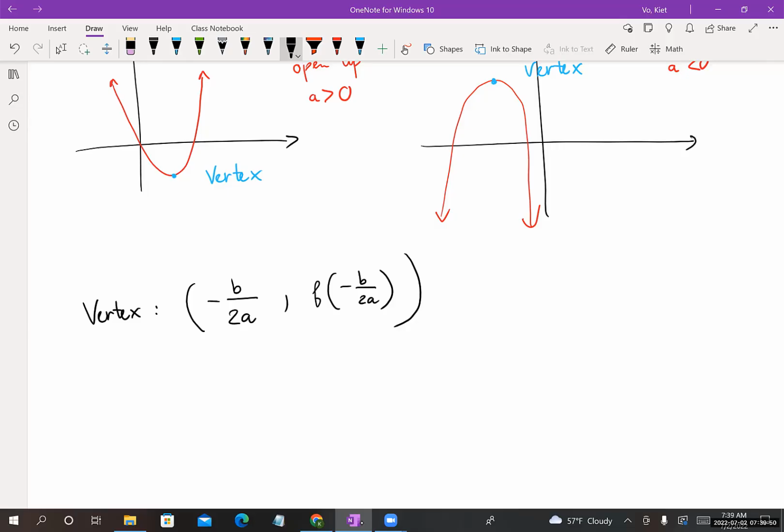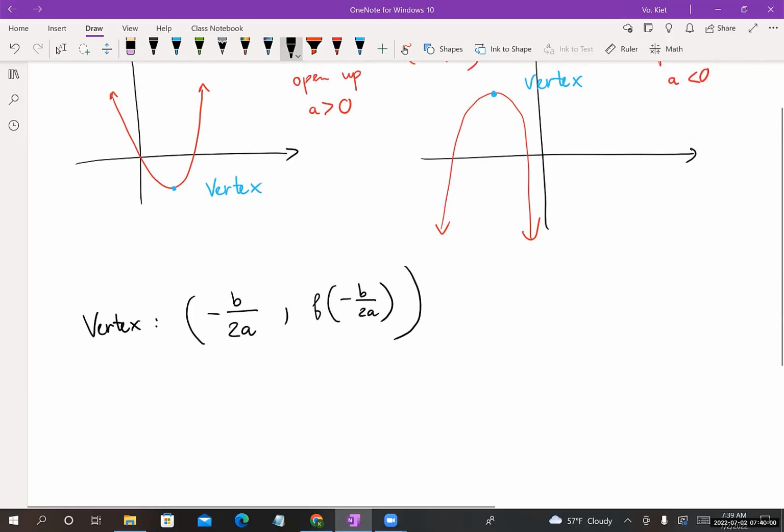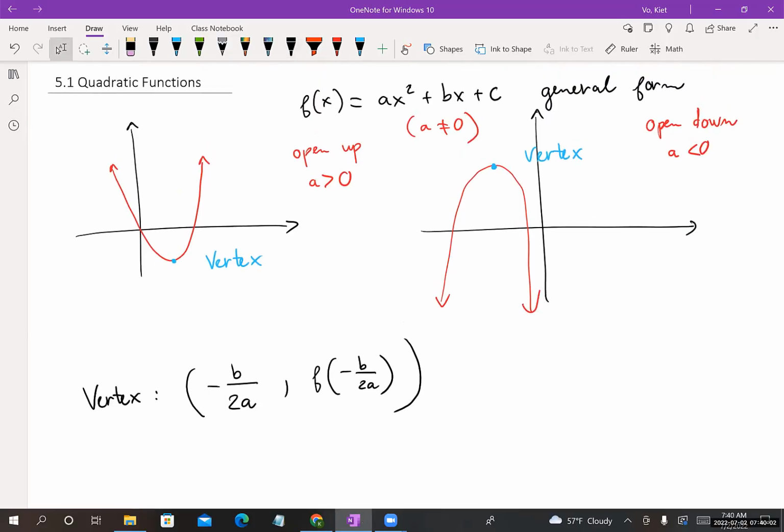Well, it has to do with the fact that the x coordinate of the vertex has a special property, and this special property is that there's a line of symmetry for the parabola that passes through the vertex. Here, let me draw the line of symmetry for you. So this is what we call the line of symmetry.